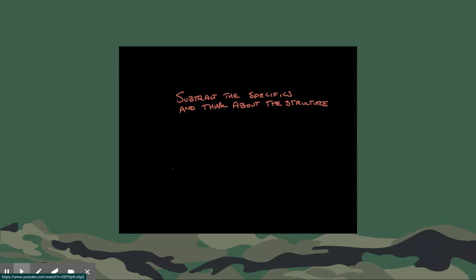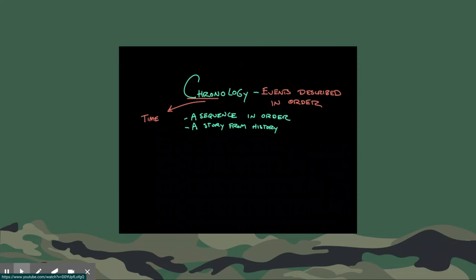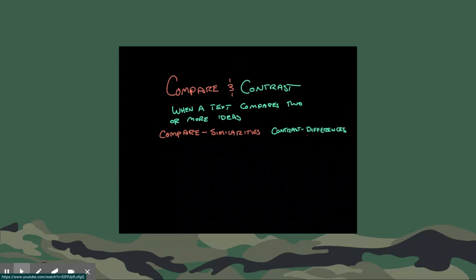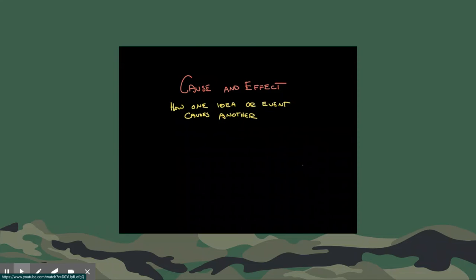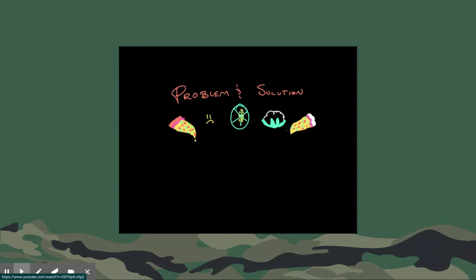So is the text structured like a recipe or the history of pizza? If so, it's chronology. Is it comparing two kinds of pizza? Well, then it's a compare and contrast. Does it explain how a good report card led to a pizza dinner? It's cause and effect. Does it describe a pizza problem and how it was solved in a pizza way? Well, that's a problem-solution structure.